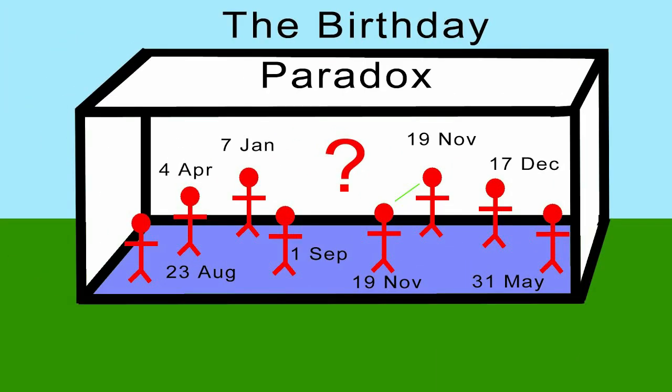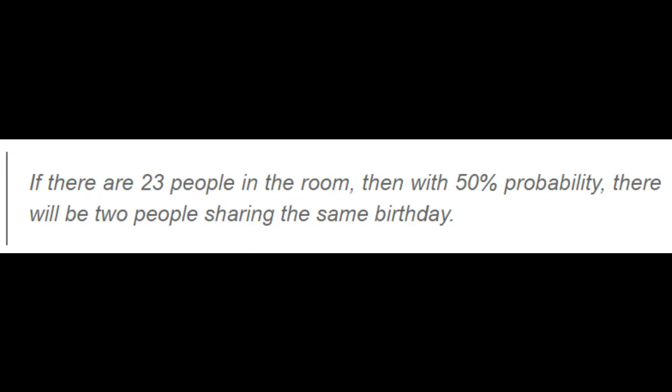Now for this part, we will be talking about the root of birthday attack, which is the birthday paradox, or the birthday problem. Suppose I ask you how many people need to be in a room for two people to share the same birthday with 50% probability. What would your answer be? This is precisely what the birthday paradox is about. The paradox states the following: if there are 23 people in the room, then with 50% probability there will be two people sharing the same birthday.